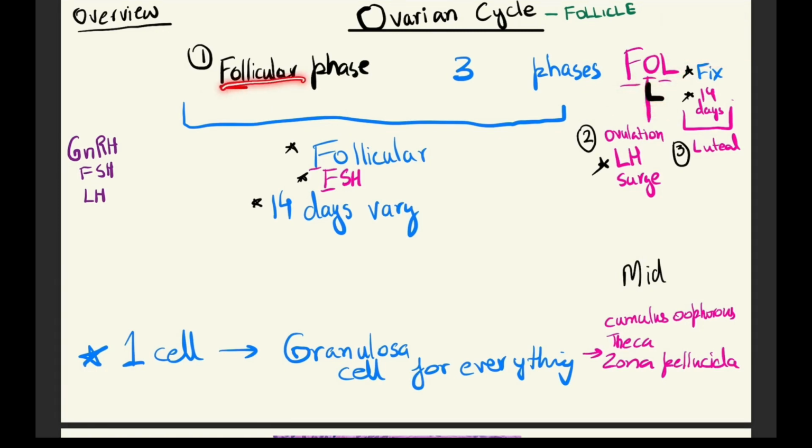So in follicular phase, we have the F. It is under the effect of FSH and it is 14 days, which can vary. Next is O, ovulation, and L, that is LH surge. Next is L, luteal, and it is 14 days, that is fixed. You should remember these are important for MCQs. Next we have GnRH and the hormones FSH and LH, which will be discussed later.